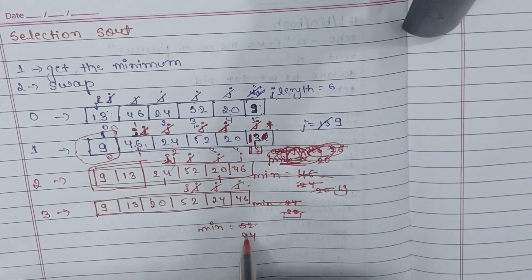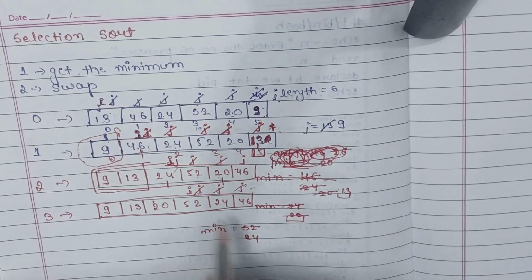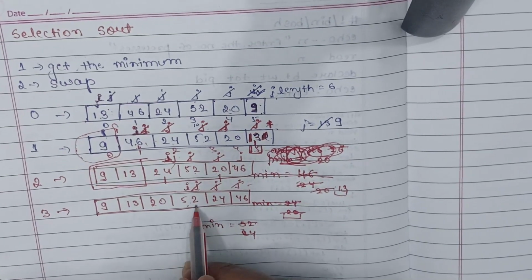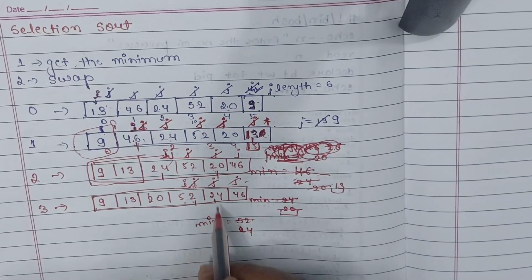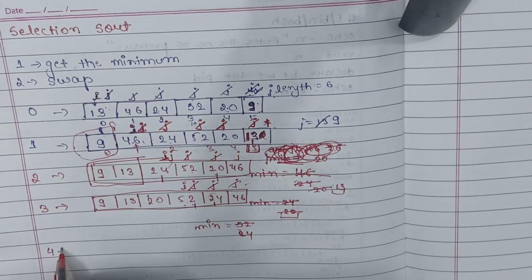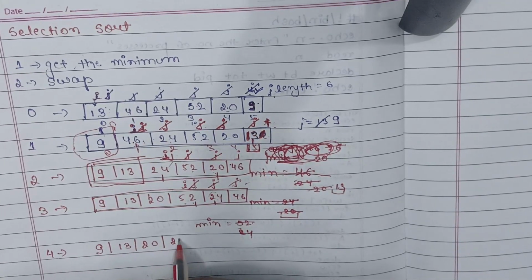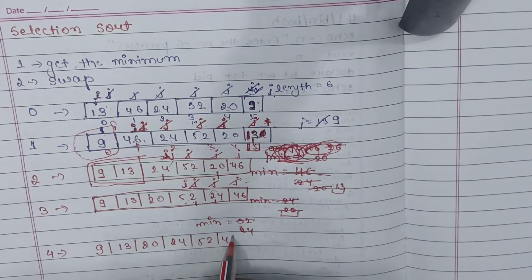Now 24 is the minimum element and the ith element is 52. So it is possible to swap. We need to swap this element and this element, because this is the minimum and this is the ith element. So what we have got: 9, 13, 20, 24, 52, 46.